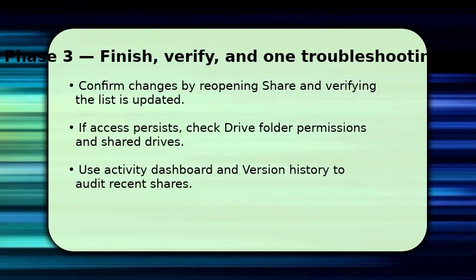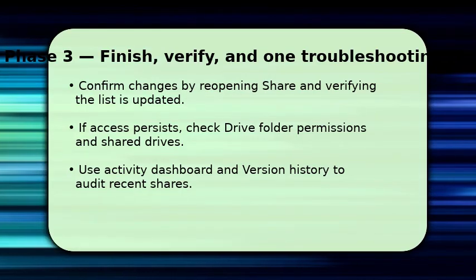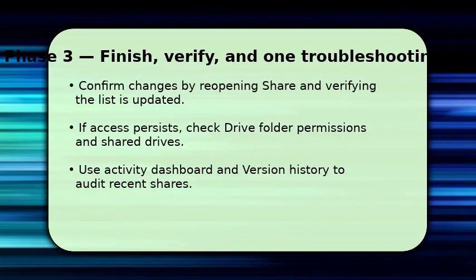If access still shows, check the parent drive folder or a shared drive. Permissions there can reapply to the file. Also, review the activity dashboard and version history to see who last changed sharing settings. That helps diagnose accidental reshares.